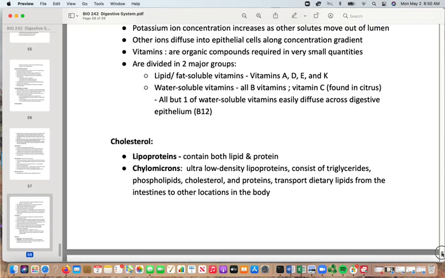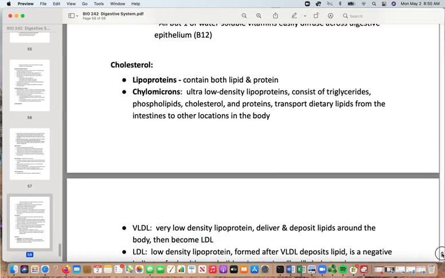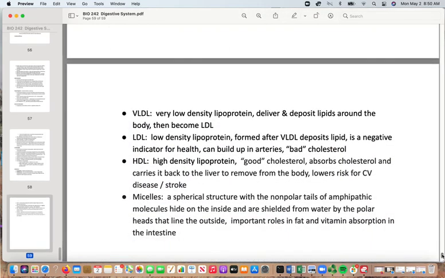So with cholesterol, when you have your lipoproteins, we call them that because they have both lipid and protein. The chylomicron is an ultra low density lipoprotein that's going to have triglyceride, phospholipids, cholesterol, and protein. These transport dietary lipids from the intestines to other locations in the body. The VLDLs are called that for very low density lipoprotein. They're going to deliver and deposit lipids around the body. Once they drop off some of that lipid, they become a low density lipoprotein, or LDL.